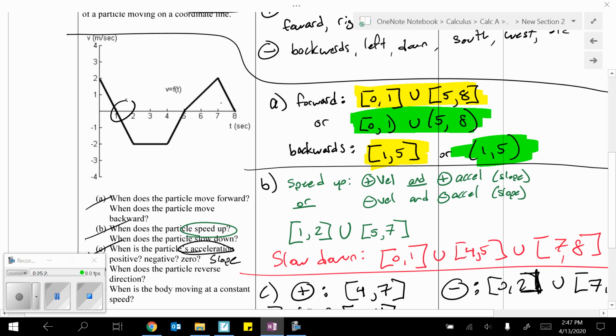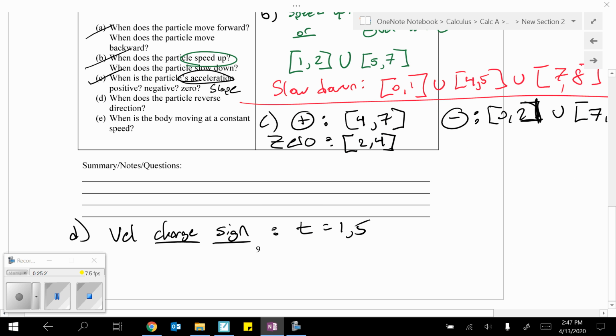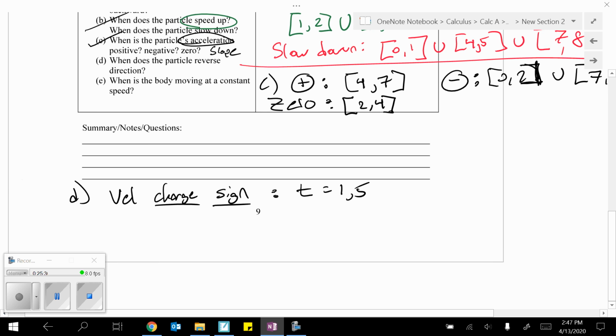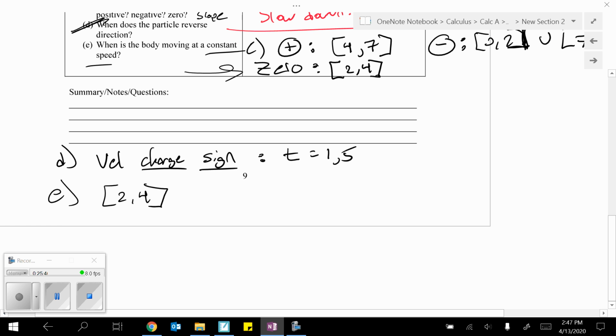And then finally for part E, when is this body moving at a constant speed? Again, that would be 0 acceleration. We already figured that out. That is from 2 to 4 minutes, seconds, whatever. I didn't give you units. But again, here I'll just say because v of t is constant, slope equals 0.